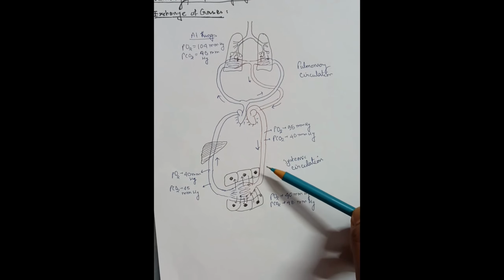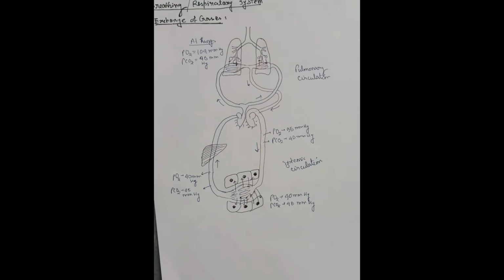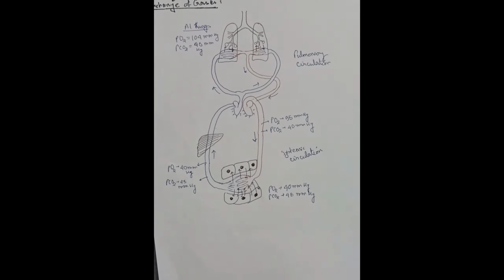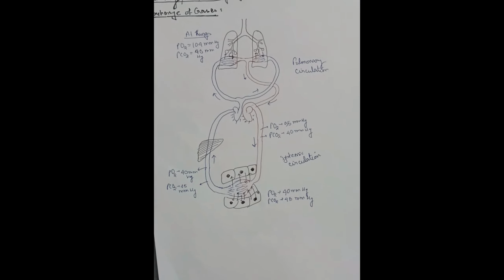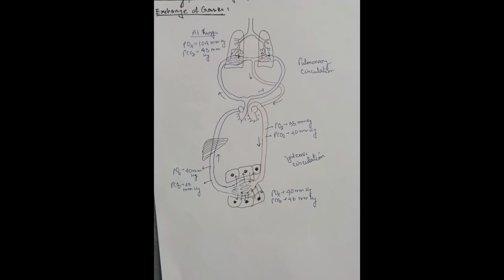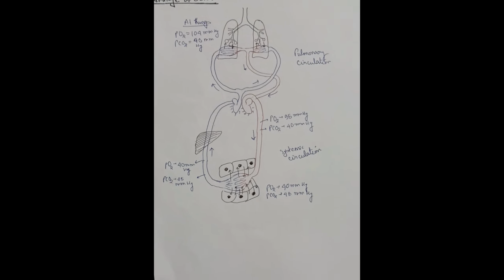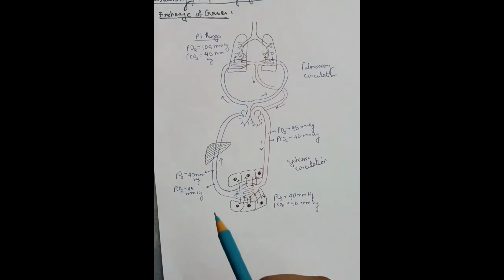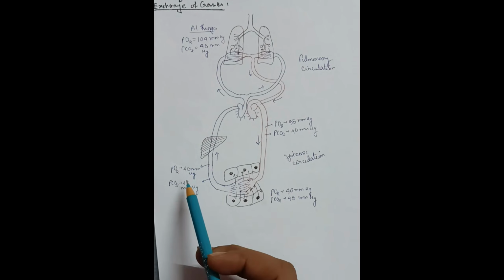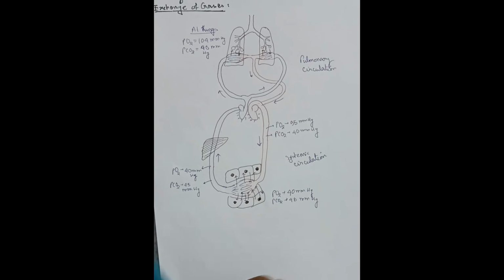Then if we progress through the systemic circulation and eventually come to the tissue level, we can see that the partial pressure of oxygen at the tissue level is 40 millimeter of Hg. It is way reduced and way less than the arterial blood, and the partial pressure of carbon dioxide here is the highest in the body, that is 45 millimeter of Hg. And eventually in the venous blood the partial pressure of oxygen is lowest, that is 40 millimeter of Hg, just like the tissue, and the partial pressure of carbon dioxide is 45 millimeter of Hg.